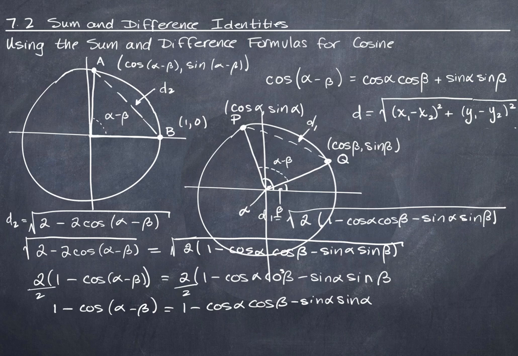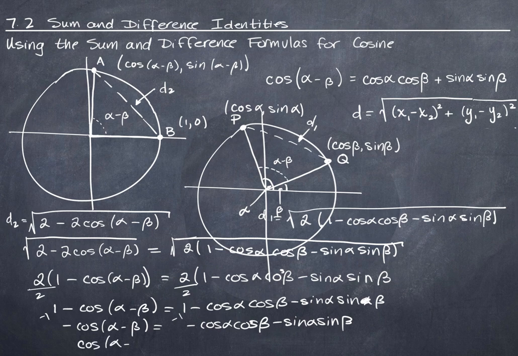So where am I? Well, let's try subtracting 1 from both sides. That gives me negative cosine of alpha minus beta equals, I've subtracted 1, negative cosine alpha cosine beta minus sine alpha sine beta, and then negate everything, multiply through by negative 1.